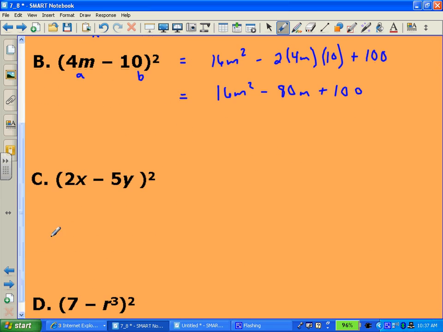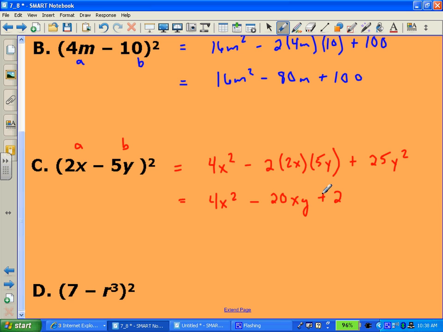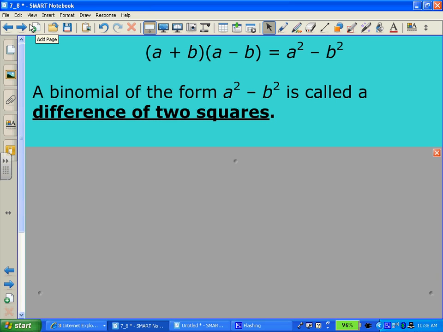And one more example here of this pattern. This is a, this is b. I would get a squared, so that's 4x squared, minus 2 times 2x times 5y, plus b squared, which is 25y squared. So then I'd have 4x squared minus, this is 20xy, plus 25y squared. Okay, so it works when we have a minus sign as well.